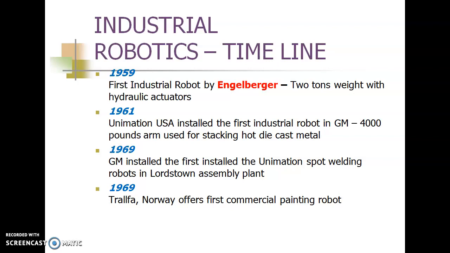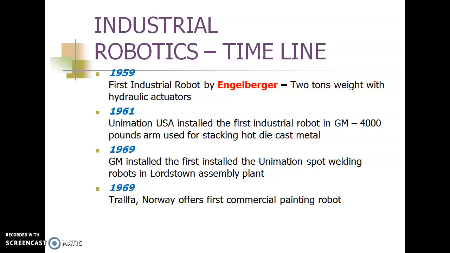In 1959, the first industrial robot came. The first industrial robot was developed by Engelberger, who is called the father of robotics. What is the weight of the robot? It is nearly 2 tons, with hydraulic actuators. So the total weight of the robot itself is 2 tons, 2000 kg.